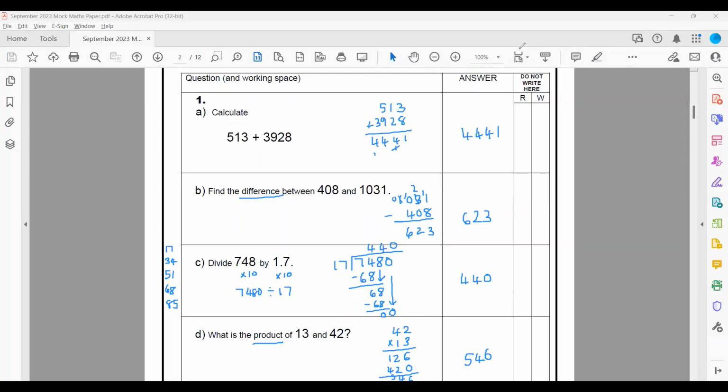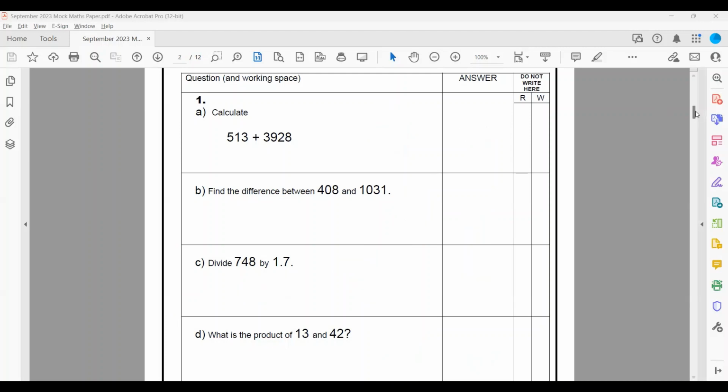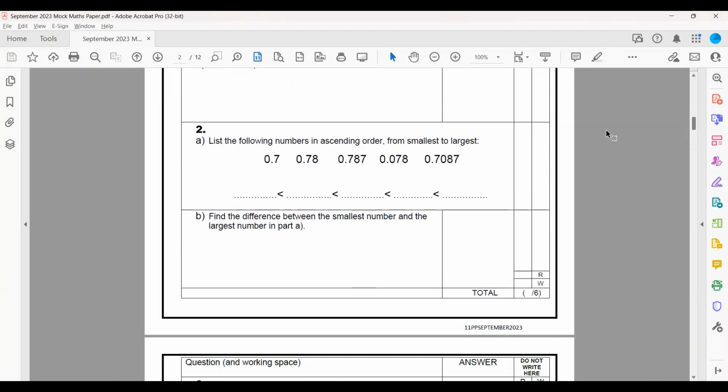Now we're going to clear this off and go down and have a look at question number two. You've been told to list the following numbers in ascending order from smallest to largest, and you also have your less than signs in here. When ordering decimals, you may find it easier to make them all the same number of decimal places. We've got four decimal places here, so I can add a zero here, a zero here, two zeros here, and three zeros here.